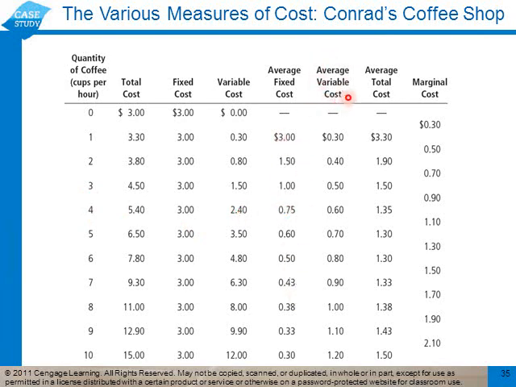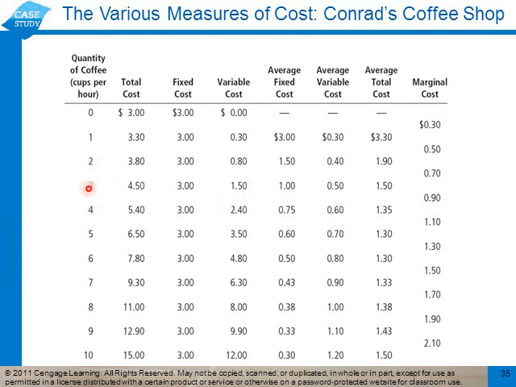What is the average variable cost? Well, exactly the same. You have here the variable cost and you divide by the output. 0 divided by 0 doesn't give you anything. 30 cents divided by 1 is 30 cents. 80 cents divided by 2 is 40 cents. So it's the variable cost divided per unit.